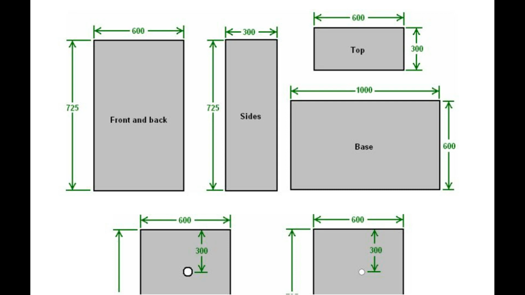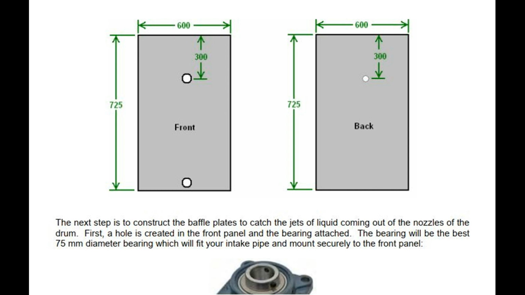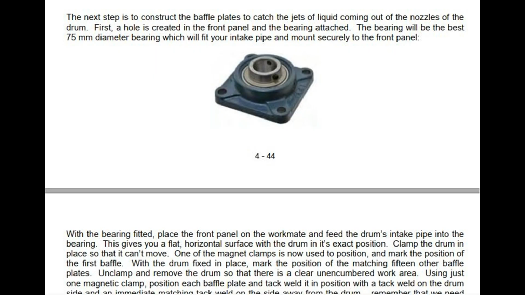The next step is to construct the baffle plates to catch the jets of liquid coming out of the nozzles of the drum. First, a hole is created in the front panel and the bearing attached. The bearing will be the best 75 mm diameter bearing, which will fit your intake pipe and mount securely to the front panel. With the bearing fitted, place the front panel on the workmate and feed the drum's intake pipe into the bearing. This gives you a flat, horizontal surface with the drum in its exact position. Clamp the drum in place so that it can't move.